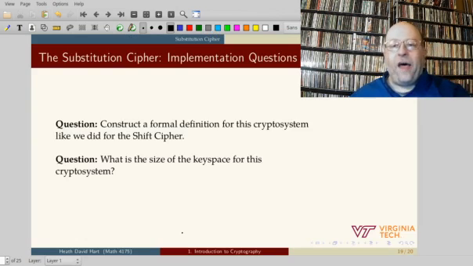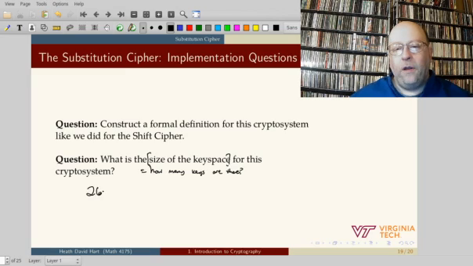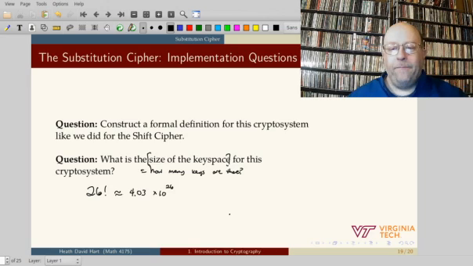What is the size of the key space for the crypto system? When I say size of the key space, that's just another way of saying how many possible keys are there. So how many permutations of the alphabet are there? The answer is 26 factorial. 26 factorial is approximately 4.03 times 10 to the 26 power. So that's a gigantic number.